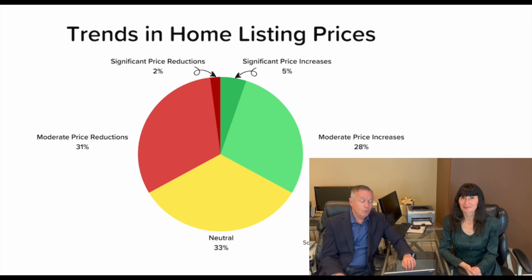And then the other interesting thing is only 2% reported significant price reductions, but 5% have reported significant price increases. You're dealing with a lot of multi-million-dollar type stuff. Anecdotally, tell us about deals that have fallen out and then come back on the market at substantially higher prices, without being too specific.